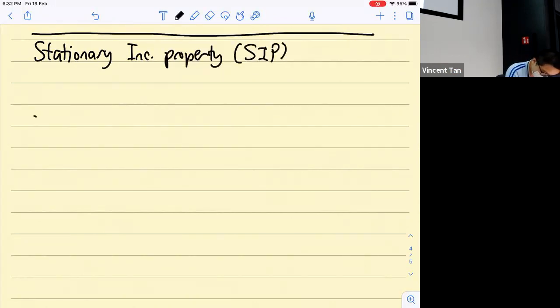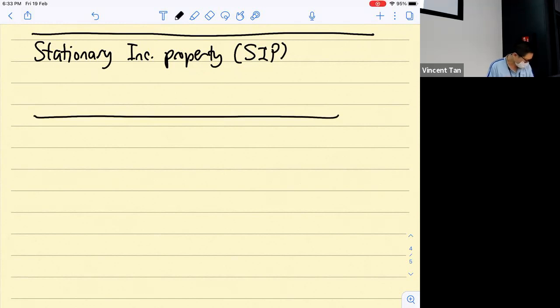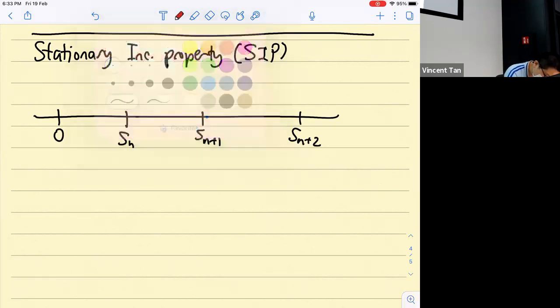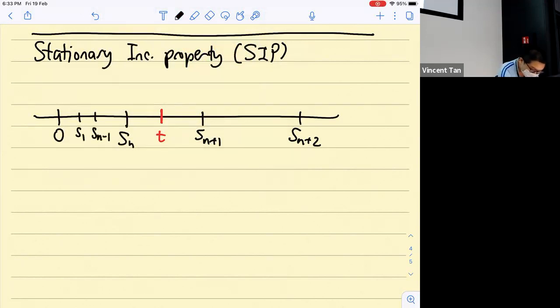Now let's look at this. This is the number line. We start with 0, and we have Sn, Sn plus 1, and Sn plus 2 here. And what happens here is that we arrive at the time t. This is just a picture from above, except that I didn't draw the counting process. We could have many arrivals here that I really don't care about, so S1 to Sn minus 1. This is the important part, the red part I'm going to talk about.